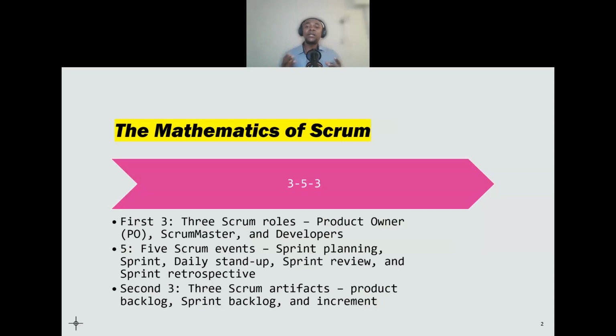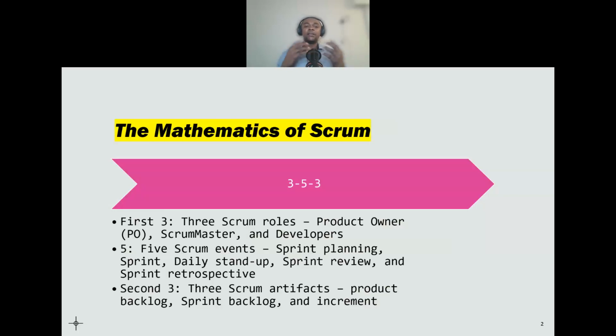Now, there are 3 roles in Scrum. There are 5 events in Scrum, and there are 3 artifacts in Scrum. Very simple, right? We have 3 Scrum roles. We have 5 events or 5 ceremonies or 5 activities, and then we have 3 artifacts. So I'm going to explain what I mean by Scrum roles, Scrum ceremonies, and Scrum artifacts.